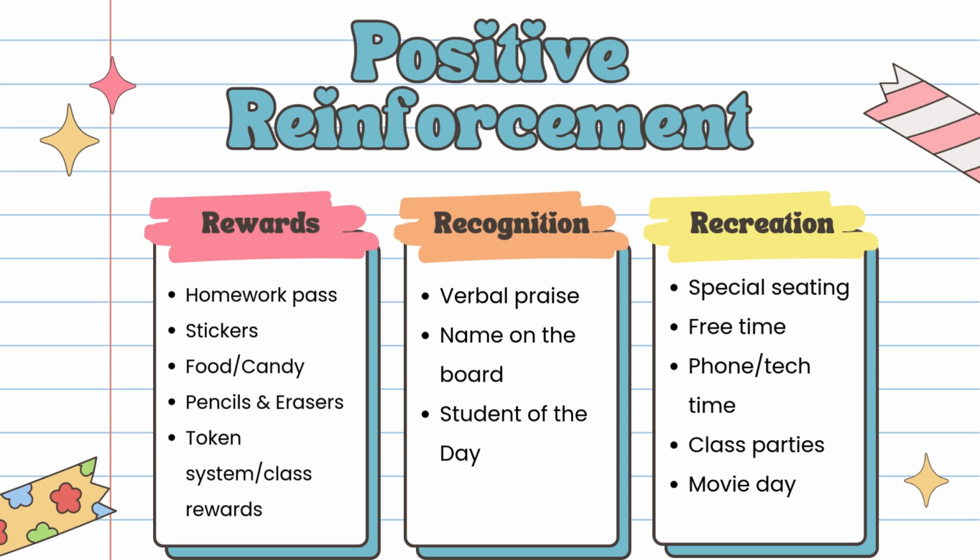There are multiple different kinds of positive reinforcements that we can give to our students. The first kind is rewards. We can have homework passes, stickers, food or candies if your district allows, pencils and erasers, or create a token system or a classroom reward system. You can also give recognition to your students with verbal praise, putting their name on the board, or creating a student of the day.